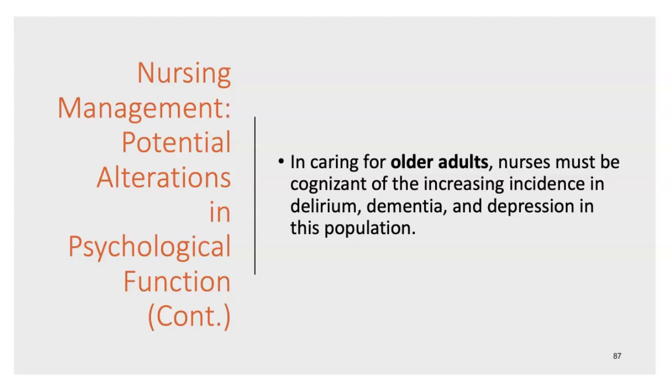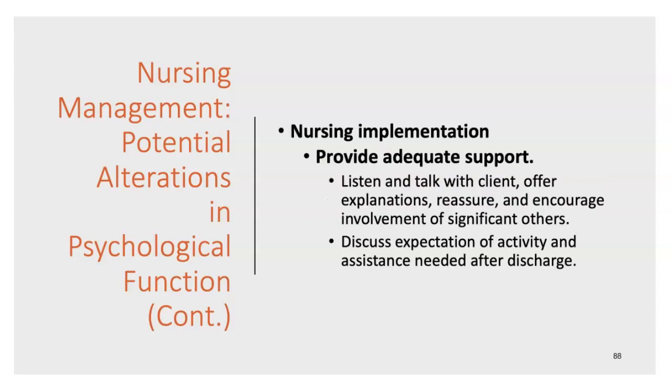So with respect to psychological function, nurses need to be cognizant of the increasing incidence in delirium, dementia, and depression in the older adult population. So provide adequate support, listen and talk with the client, offer explanations, reassure and encourage involvement of significant others, and discuss expectations of activities and assistance needed after discharge to try and relieve some of that anxiety.